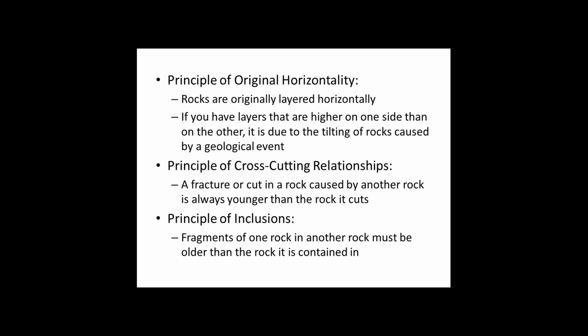It's the principle of inclusion. Fragments of one rock in another rock must be older than the rock it is contained in. Simply put, if you have a piece of rock encased in another rock, the rock in the middle is older because it had to have formed first in order for the other layer to form around it. So that's all that is. These are the 5 principles that help us with relative dating.